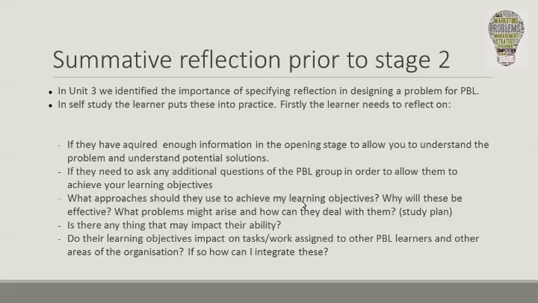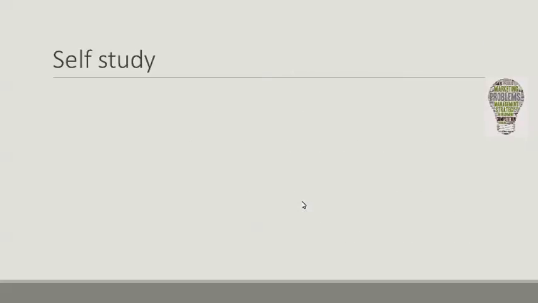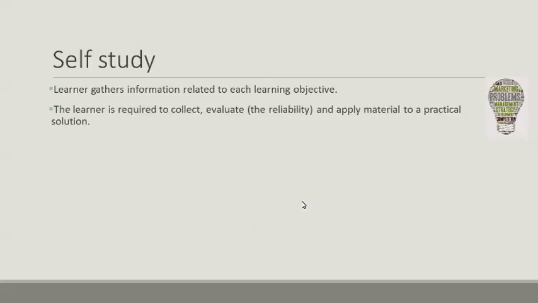Do their learning objectives impact on tasks or work assigned to other problem-based learners and other areas of the organisation? If so, how can they integrate these? In self-study, learners gather information related to each learning objective. The learner is required to collect, evaluate the reliability, and apply material to a practical solution.